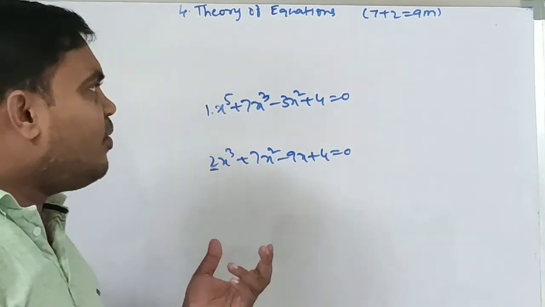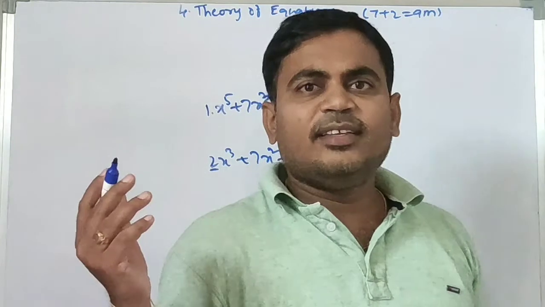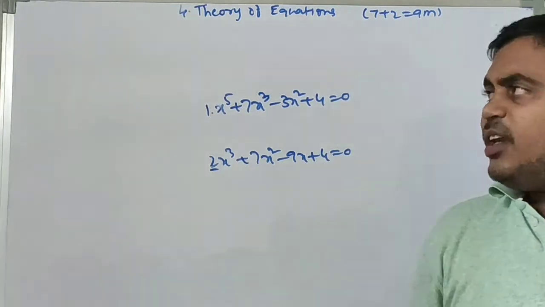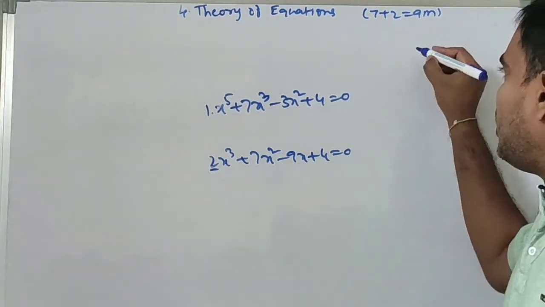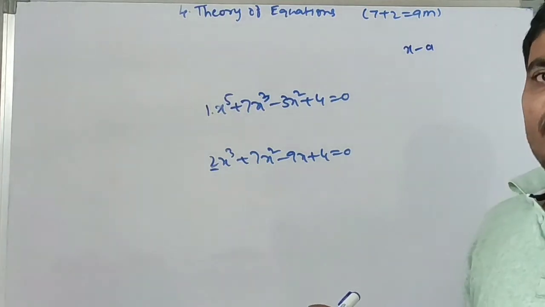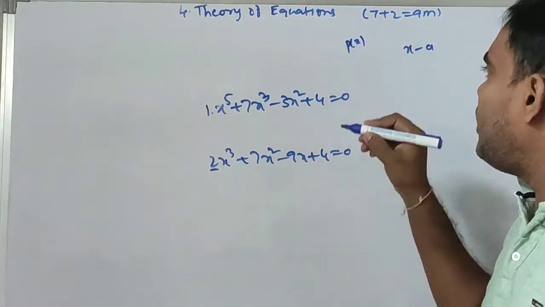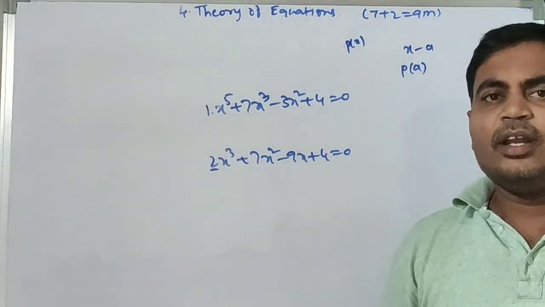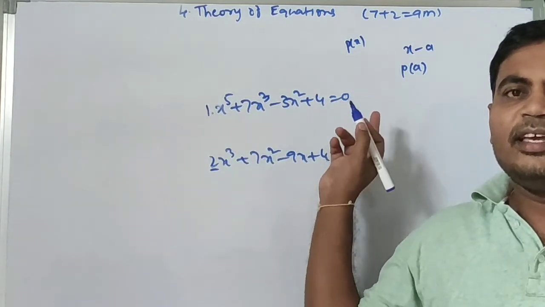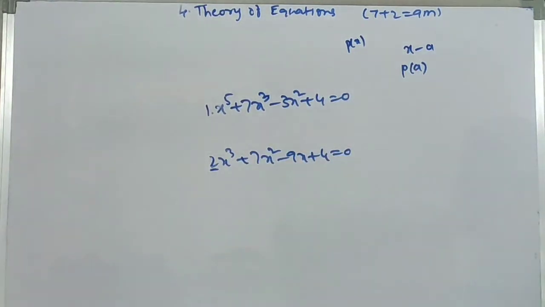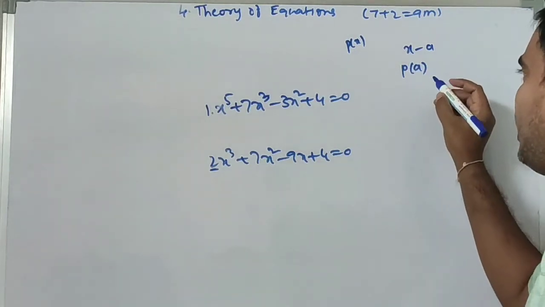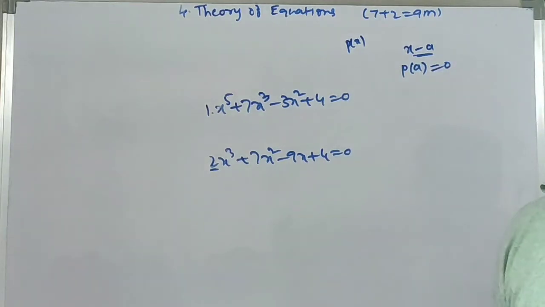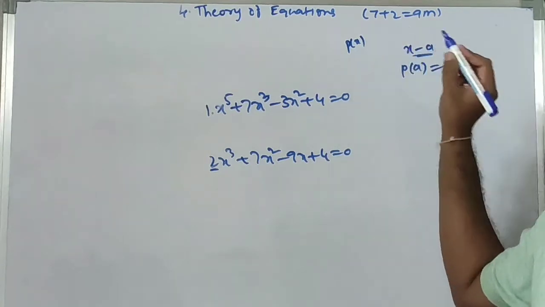Next, some more properties we have discussed so far: the factor theorem and remainder theorem. If we divide any polynomial p of x by x minus a, then the remainder is p of a. And if, when dividing p of x by x minus a, the remainder p of a is equal to 0, then x minus a is a factor of p of x.